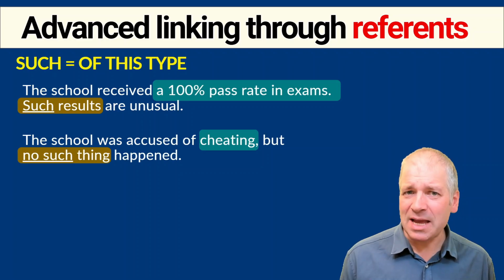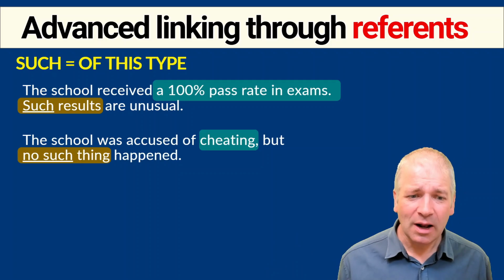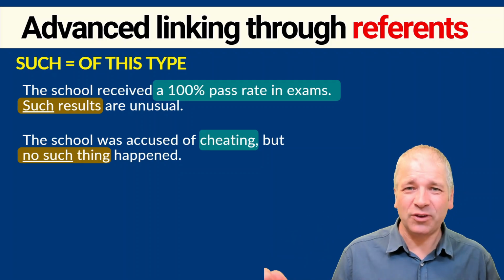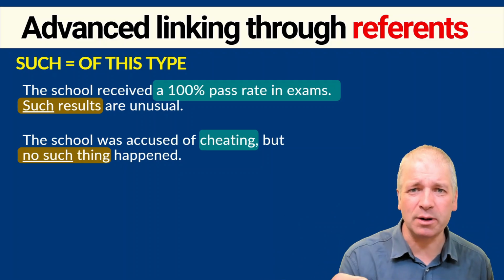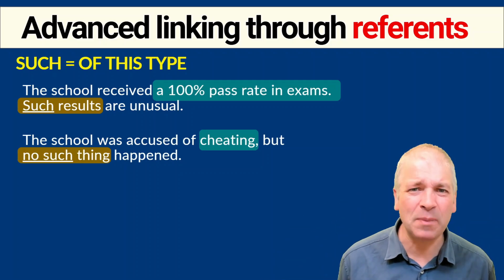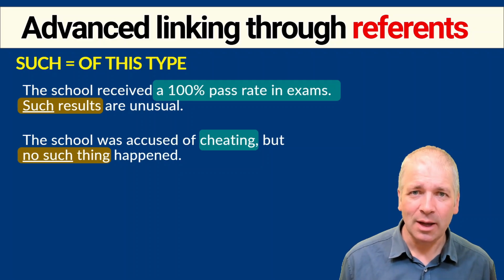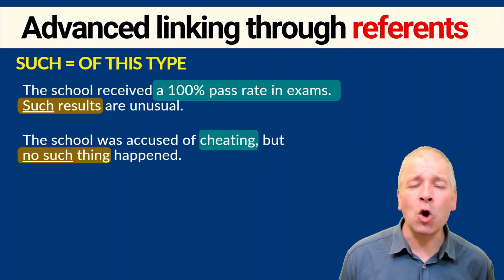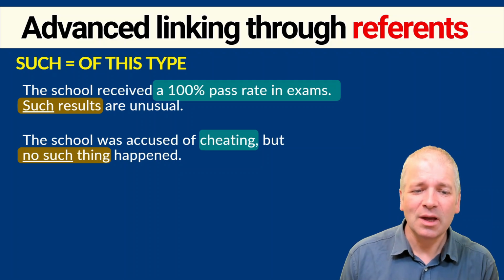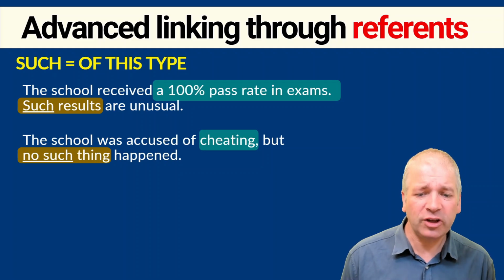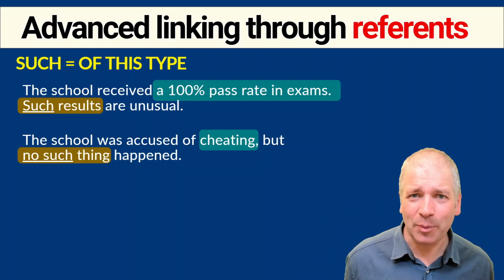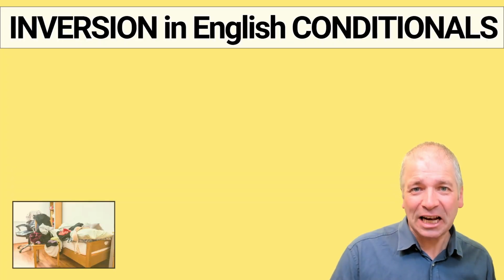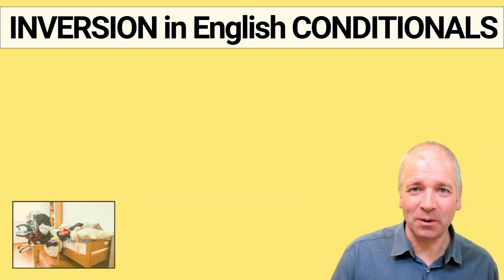And such really means this type. This type of result. A really high level result. Perhaps not exactly the same words, but the type of information that's being described in those words. In the negative form, we can put no in front of such. So the school was accused of cheating, but no such thing happened. Such here means anything like cheating. Nothing like that happened.